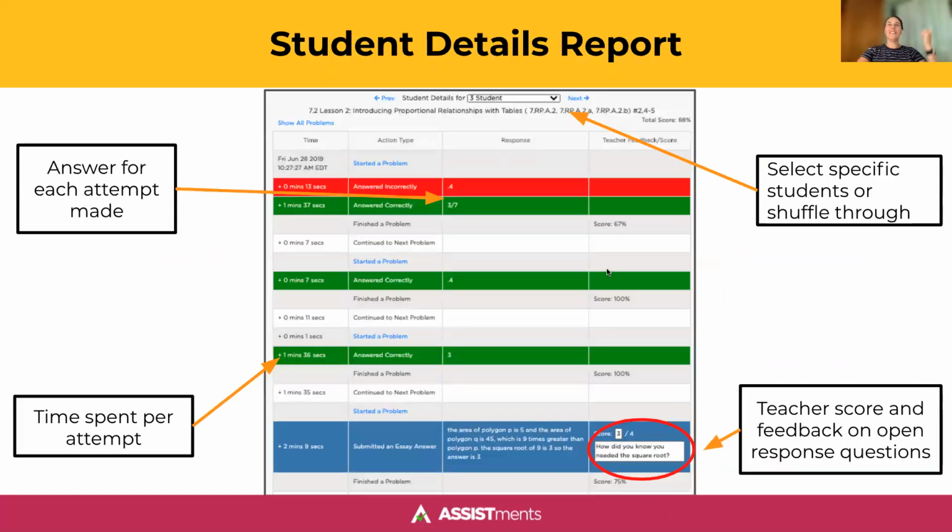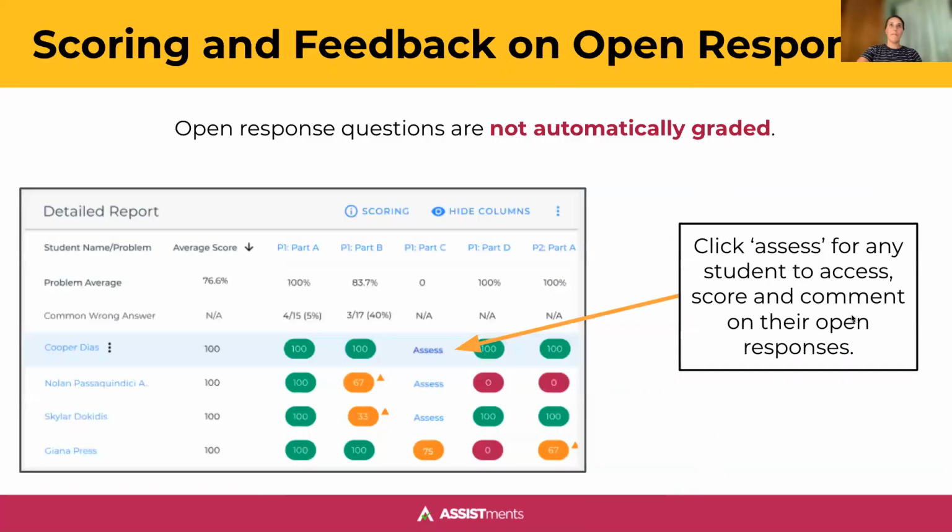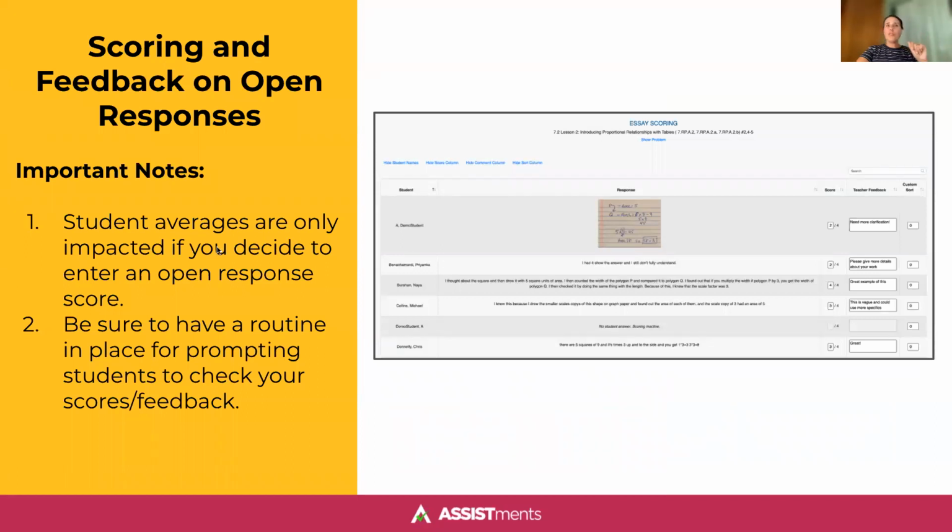And then back to the student details report, which is going to give you a play-by-play. Scoring and feedback, again, this is optional. You can click on the word assess or go right through the student details report to score and leave feedback to student work. The student averages are not impacted. I feel like I've said this 100 times, but one more time, you don't have to score. Student scores are not impacted if you choose not to. And make sure you have a routine in place for prompting students to check their feedback.